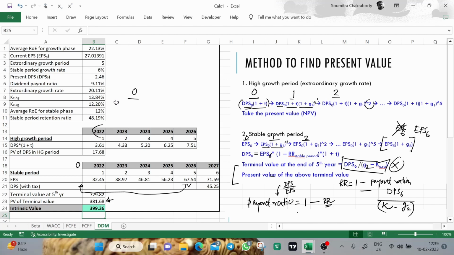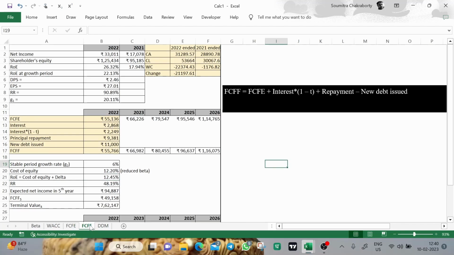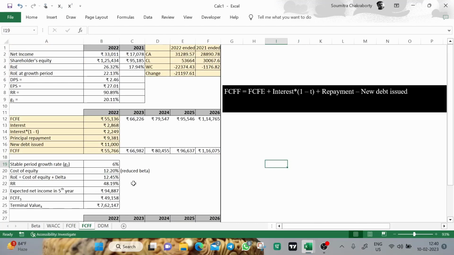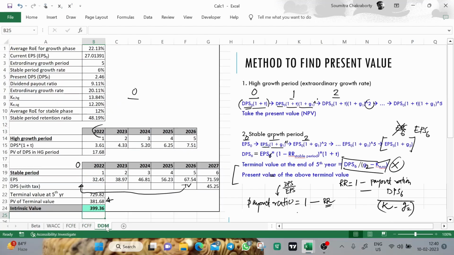Now this is the complete calculation for the dividend discount model. Hope you have understood this well. If not, then please go through this video 1 or 2 times so that you can understand. So we have covered 3 models: FCFE, FCFF and DDM. In FCFE our intrinsic value found was 450, in FCFF it was 611, and in DDM it was 399. So 3 methods, 3 figures. That is not a matter of surprise because 3 methods have their 3 assumptions. So you may take an average of these 3 numbers if you want.